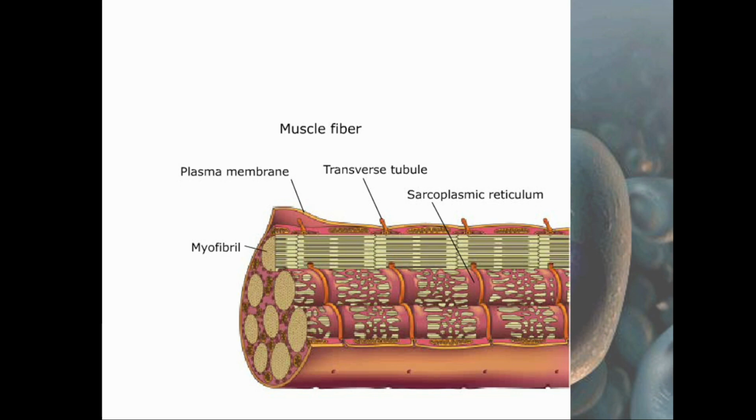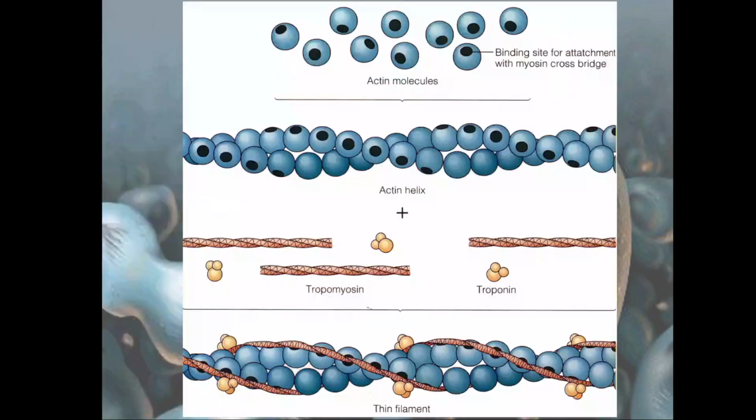Sarcoplasmic reticulum. The sarcoplasmic reticulum is the internal tubular structure that is the site of calcium ion storage and release for excitation-contraction coupling. It has terminal cisterns that make contact with the T-tubules. Their membrane contains calcium ATPase pumps, which transport calcium from intracellular fluid into the sarcoplasmic reticulum interior.